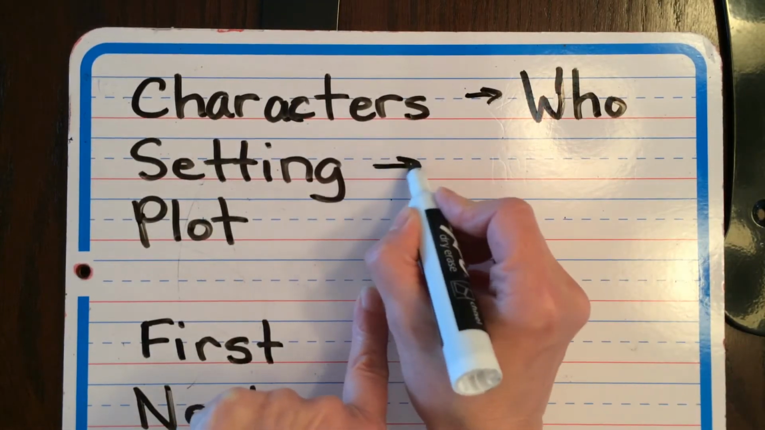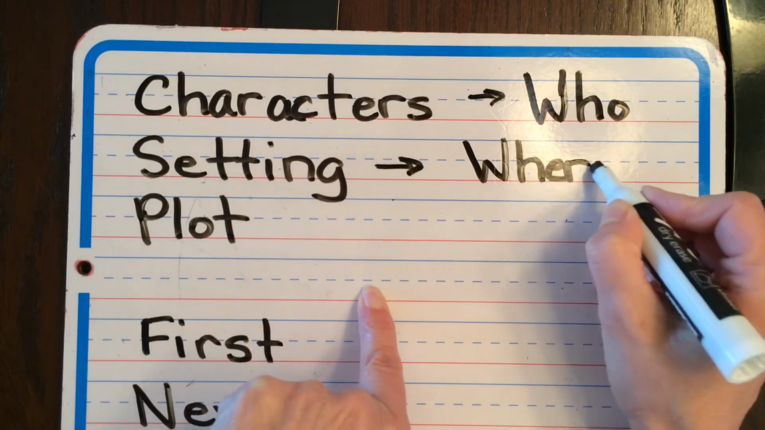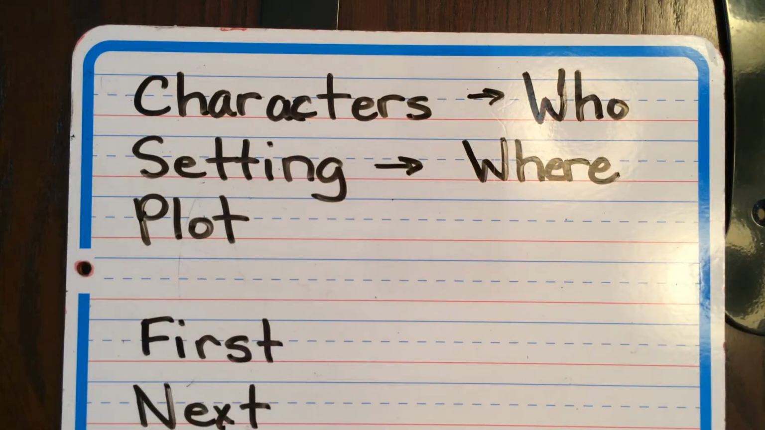We're going to learn about the setting in the story. That is the where. Where does this story happen? And even though the bear family goes for a walk at the beginning of the story, most of the story takes place in the bear family house. So the setting for this story is the bear family house.